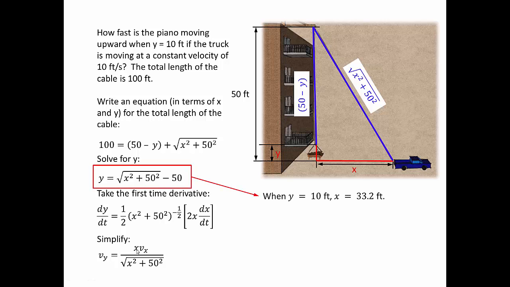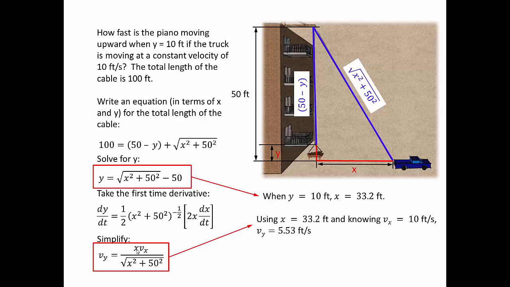We'll find that by using this equation and plugging in 10 feet for y. When y equals 10 feet, x equals 33.2 feet. Once we know that, we can solve this equation using x equals 33.2 feet and knowing that the velocity in the x direction is 10 feet per second. Then we obtain a velocity in the y direction of 5.53 feet per second. So, when the piano is 10 feet off the ground, with the truck moving at 10 feet per second, the piano is moving upward at 5.53 feet per second.